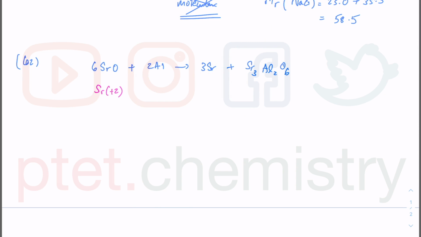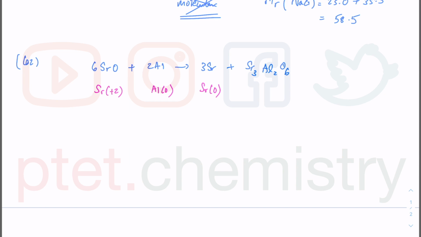Strontium is a group 2 metal, in the +2 oxidation state because the oxygen is -2. The aluminium there is existing as the metal itself, so it's 0 oxidation state. Strontium is 0 oxidation state because that's the element itself. This is a bit tricky here.